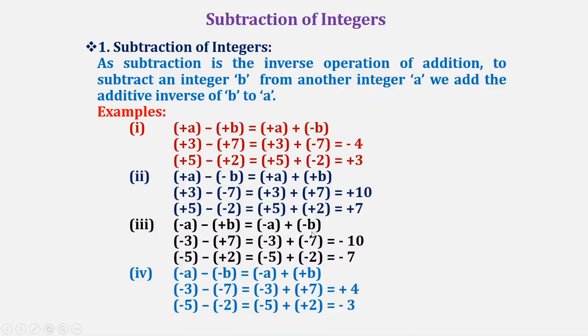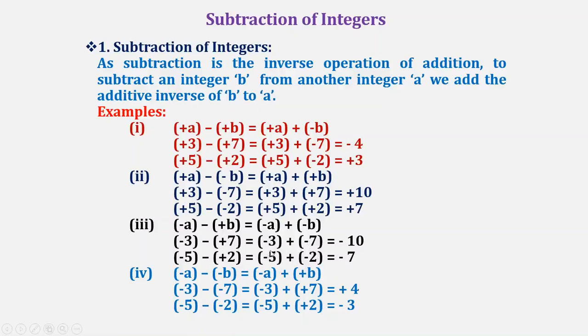So now you are adding the additive inverse of the second number to the first number. Observe here, you are adding numbers which have the same sign, the negative sign. For this, take one more example here, minus 3 minus of plus 7. Minus 3 you will write as it is, change the minus sign to a plus sign, and change the plus 7 to minus 7, because minus 7 is the additive inverse of plus 7.